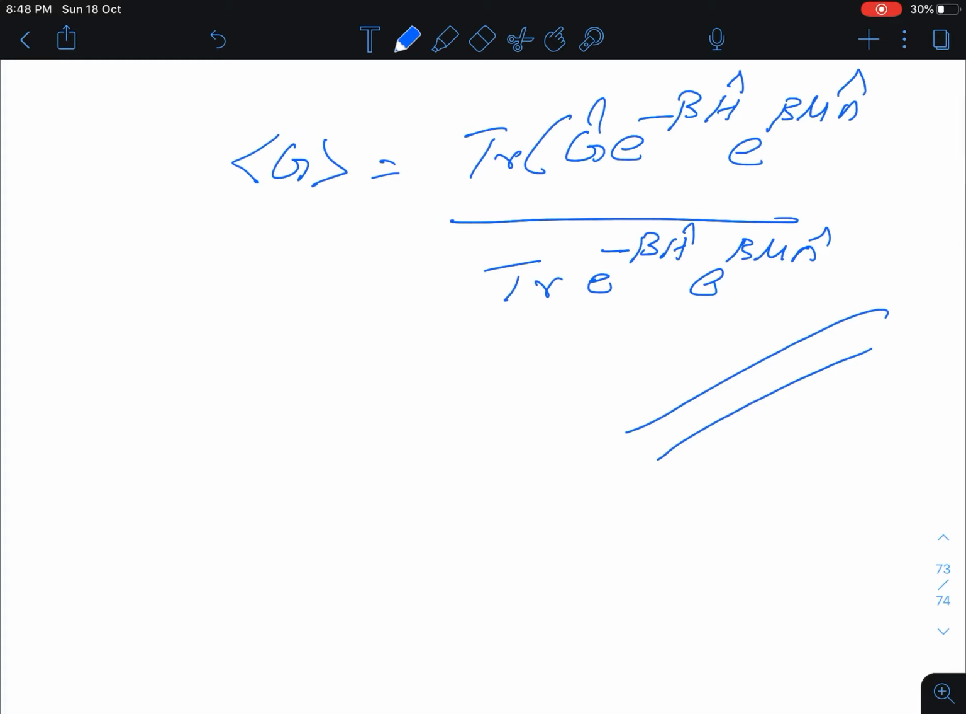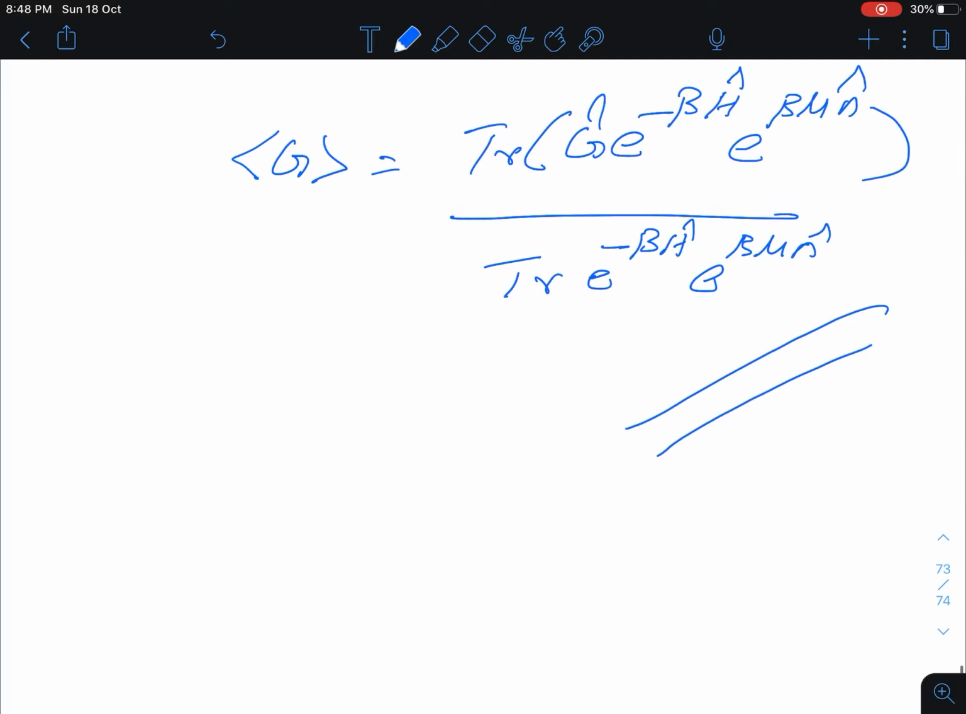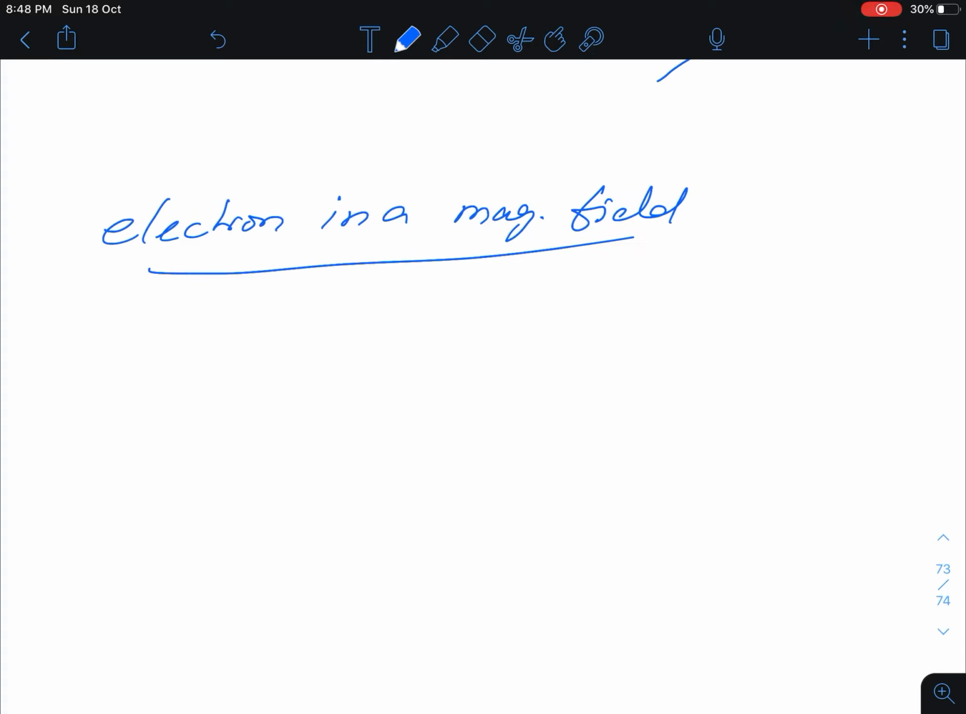If you want, we can call the trace of e raised to beta mu, z raised to N. That's, if you want to leave it. Now let's do an example. That's the final thing. So let's consider an electron in a magnetic field. Let's consider the case of a single electron.